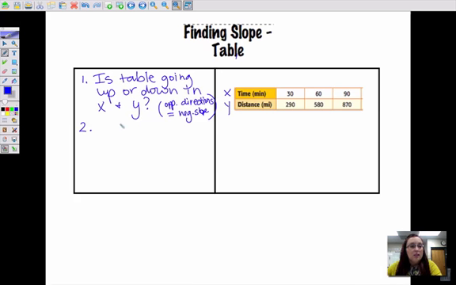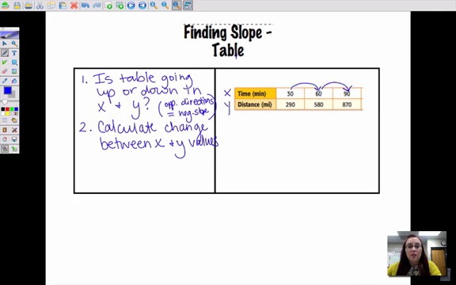Step two is actually to calculate or find the change between x and y values. What I mean by that is the x should be increasing from one x number to the next x number by the same amount. From 30 to 60 and from 60 to 90, all numbers in my x column add 30. They're increasing by 30 each time.